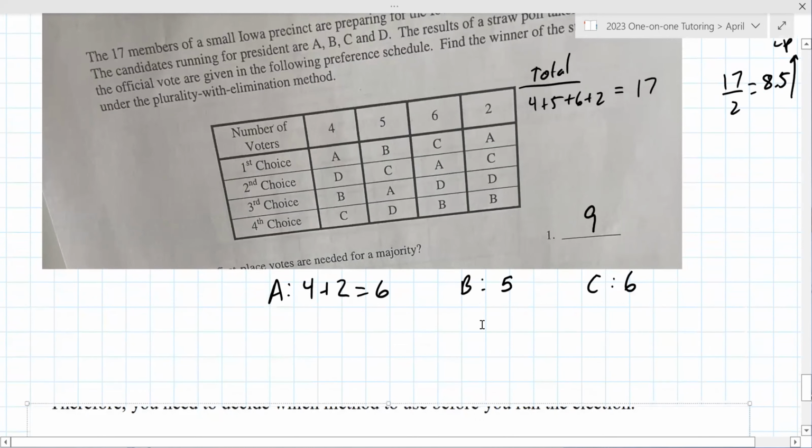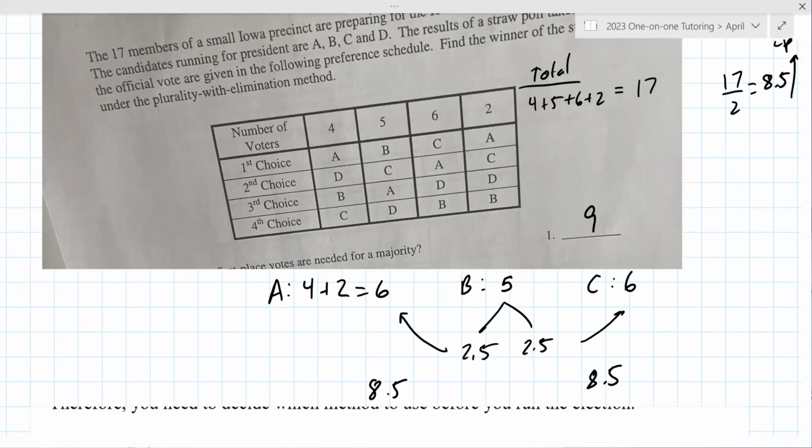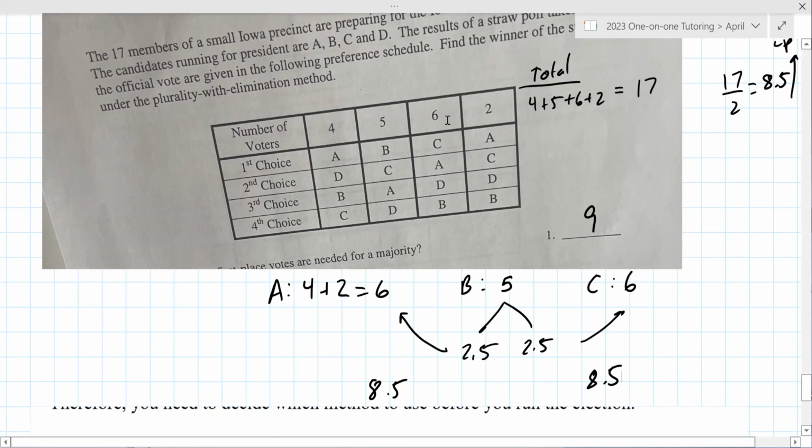So we're going to take half, 2.5 and 2.5, give some to C, give some to A. 8.5. Yeah. So that's not good. Okay. So what does that mean? That's where I'm going to look next because I don't know. I believe that's the runoff part here. So I want to say we go to the second choice, but not sure.